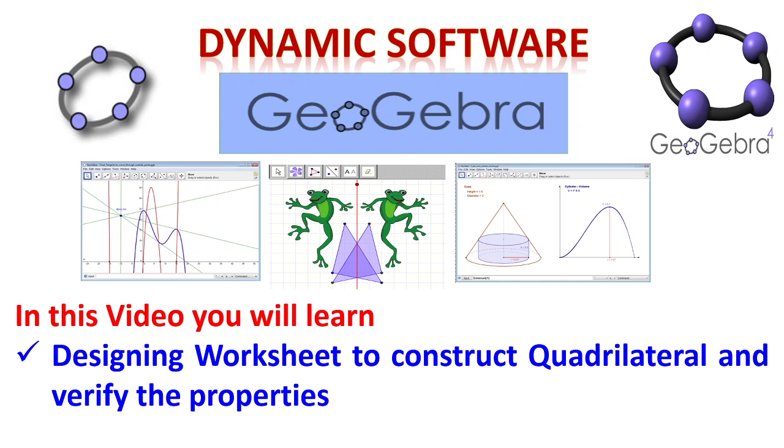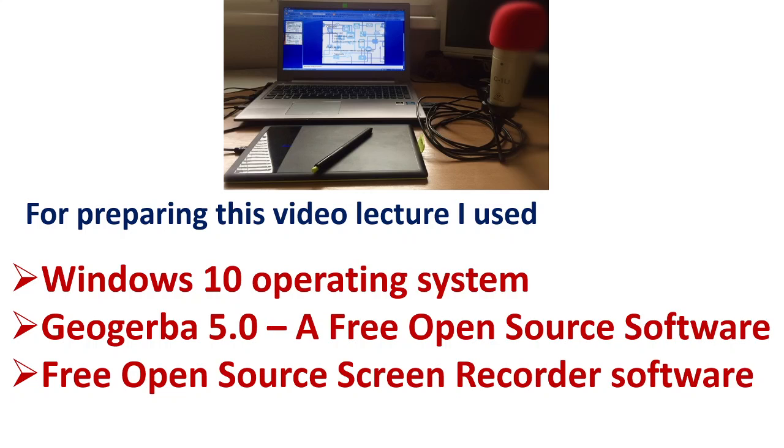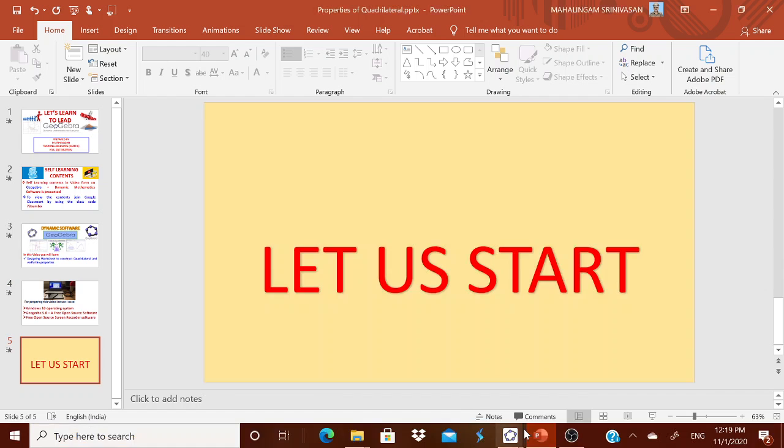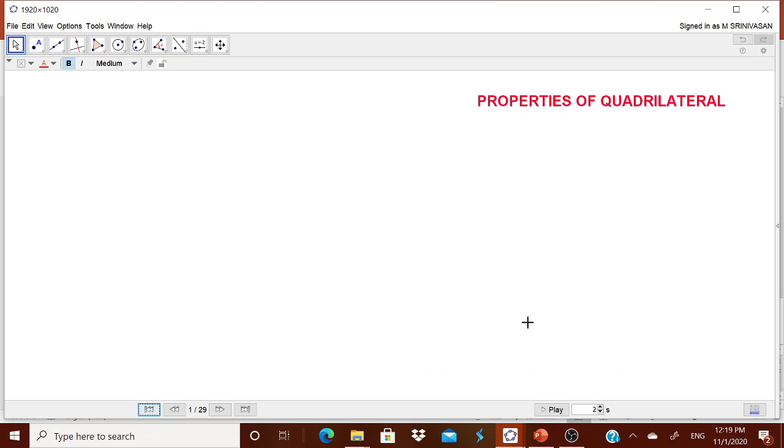In this video, you will learn designing worksheet to construct quadrilateral and verify the properties. For preparing this video lecture, I used Windows 10 operating system, a licensed version, GeoGebra 5.0, a free open source software, and free open source screen recorder software. Let us start. Let me show you what type of worksheet we are going to prepare.